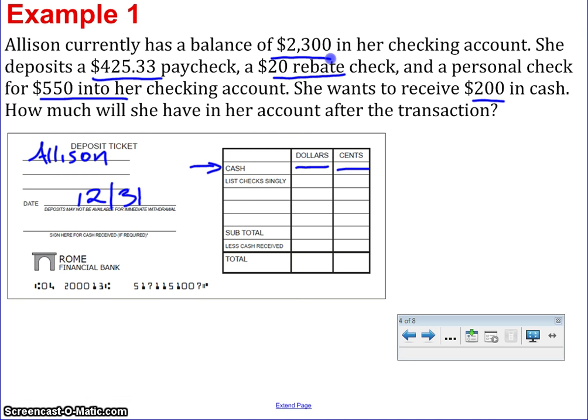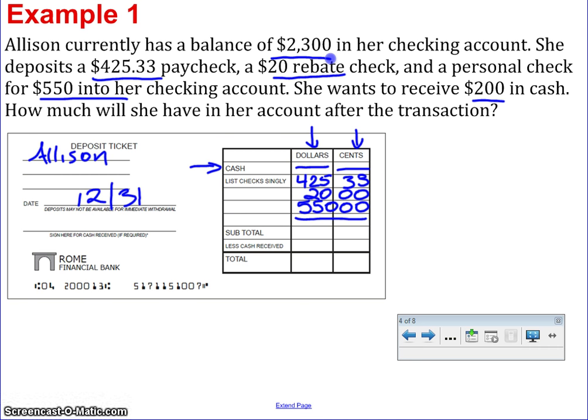The first one was her paycheck, and it was $425.33. Notice each has its own column. I have a dollars and a cents column, and that's how I list it. The next thing was a $20 rebate check. So I have $20 going in there. And finally, I had a $550 personal check that somebody had given her that she's depositing there. There's no fourth check, so we're going to line through there, and then we're going to subtotal it.